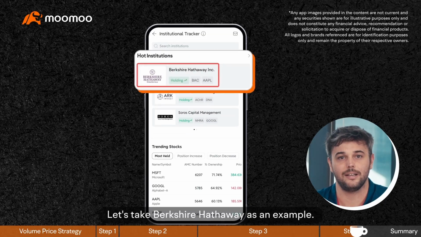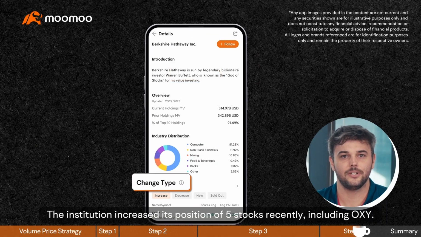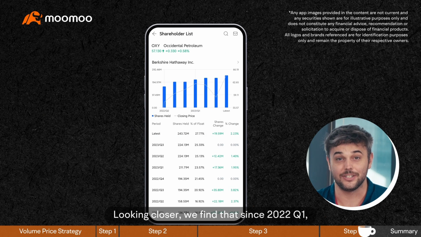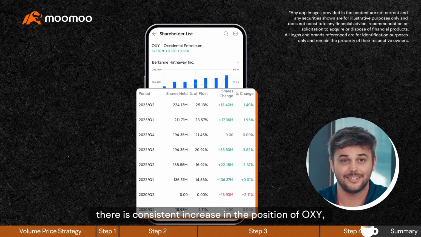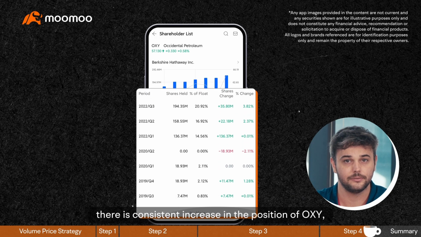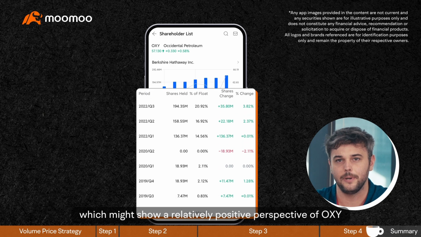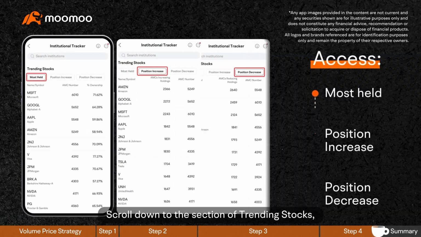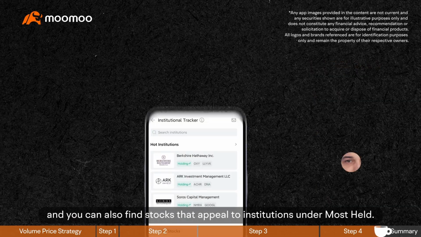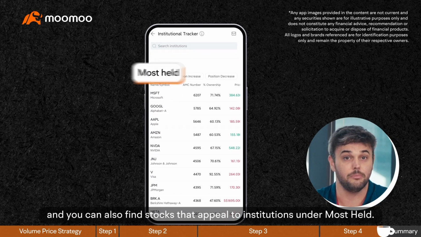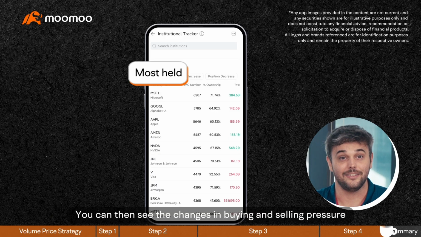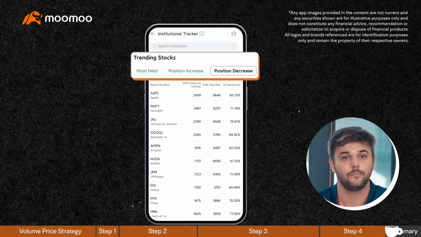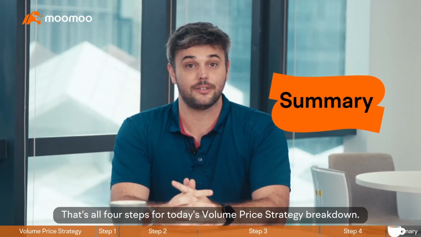Let's take Berkshire Hathaway as an example. The institution increased its position of 5 stocks recently, including OXY. Looking closer, we find that since 2022 Q1, there is consistent increase in the position of OXY, which might show a relatively positive perspective of OXY as it continues investing money into it. Scroll down to the section of trending stocks, and you can also find stocks that appeal to institutions under most held. You can then see the changes in buying and selling pressure from position increase and position decrease. That's all 4 steps for today's volume price strategy breakdown.